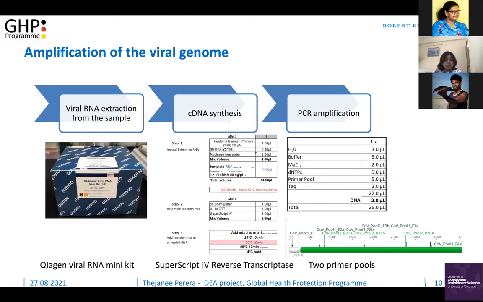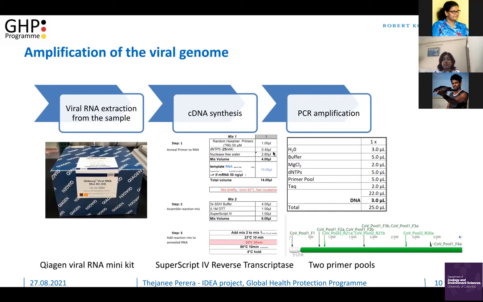So let me quickly explain what they did. They extracted the viral RNA using the QIAamp Viral RNA Mini Kit, and then you do the cDNA synthesis. They followed the SuperScript protocol for cDNA synthesis, and then moved on to the PCR amplification. Since you have two primer pools, you prepare two master mixes, and then finally, after the PCR, you pool the reactions together.